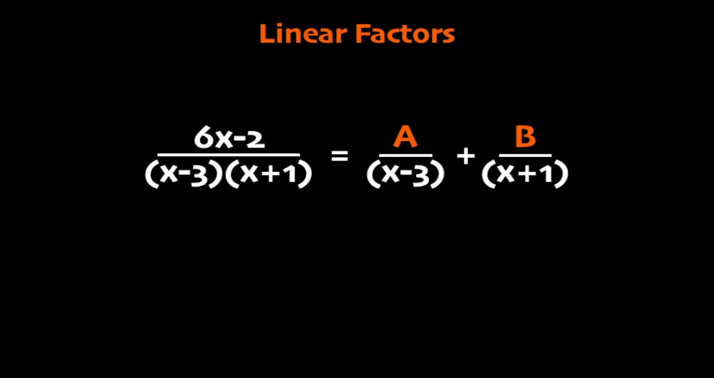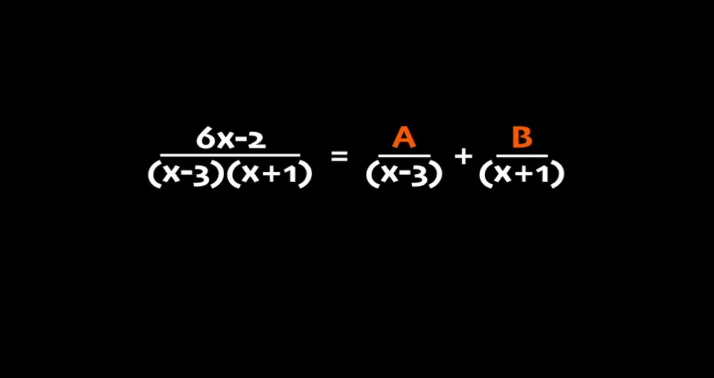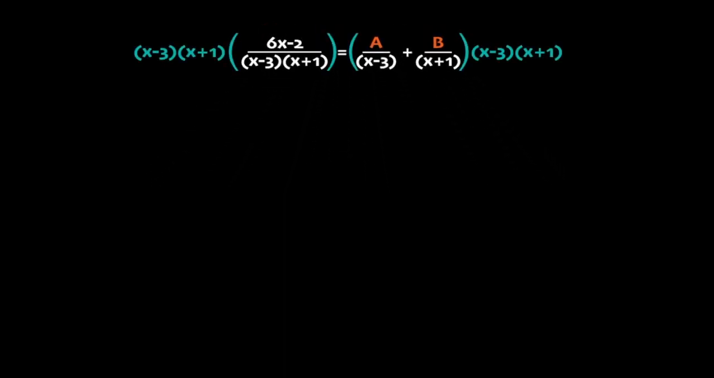So we need a partial fraction for each of the linear factors in the denominator, x minus 3 and x plus 1. And the numerators a and b are the constants that we're trying to find. The first step is to multiply both sides by the common denominator, x minus 3, x plus 1. So on the left, both linear factors are going to cancel, and on the right we're going to be left with a times x plus 1 plus b times x minus 3.